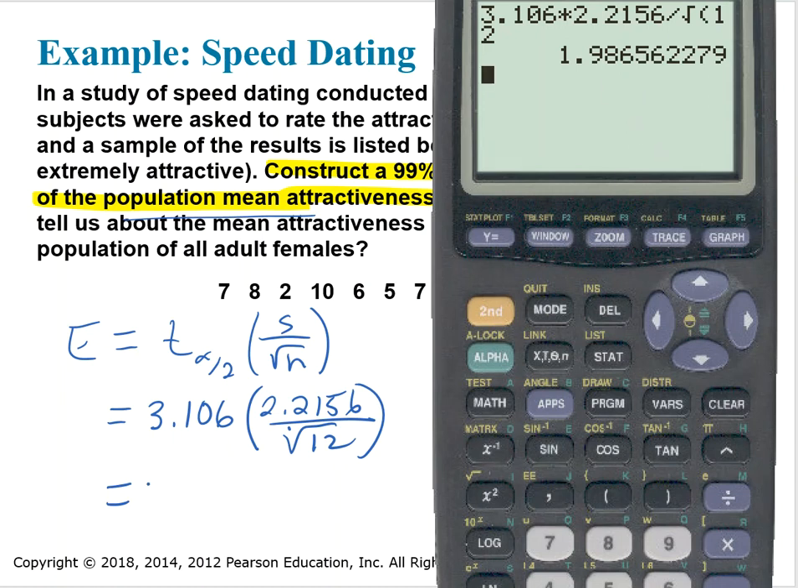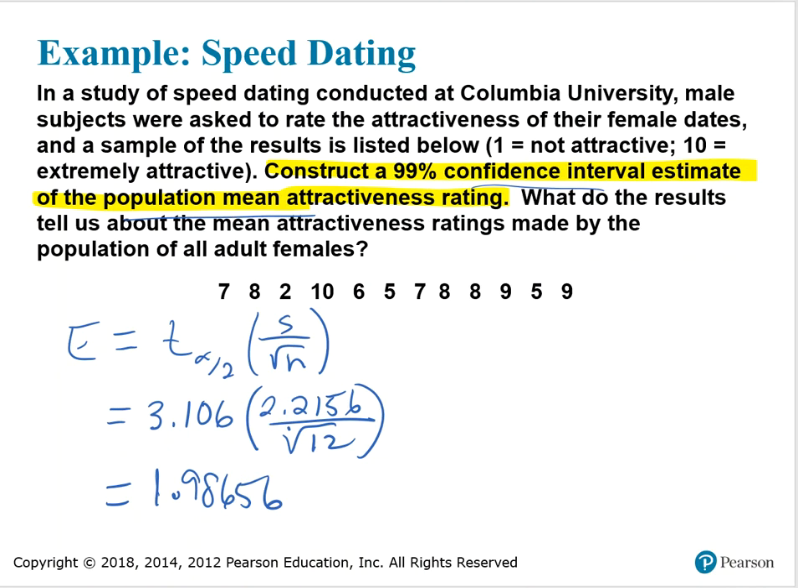I think I'll leave it since it's E. I think I'll leave it in a long decimal form, 1.98656. And then when I add it and subtract it from X bar, that's when I will shorten it. X bar is 7, so I'm going to take 7 and add and subtract E from it to get the interval limits.